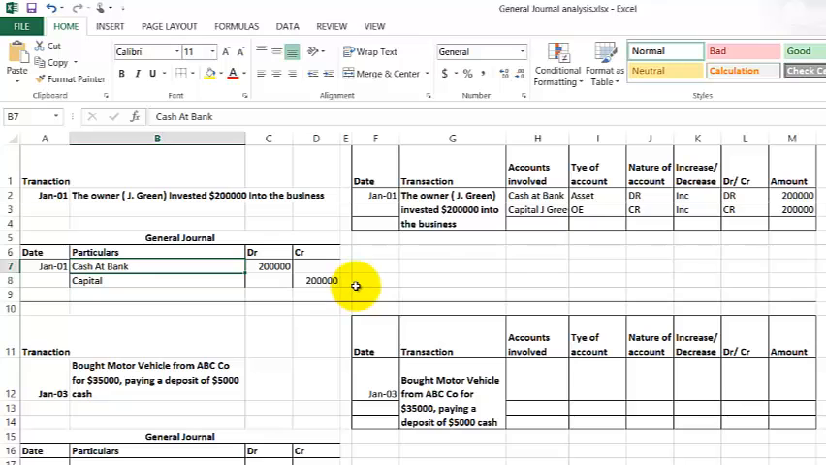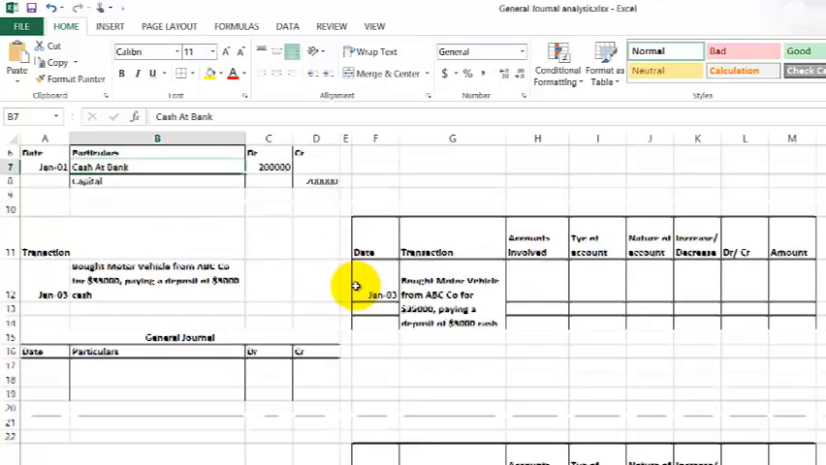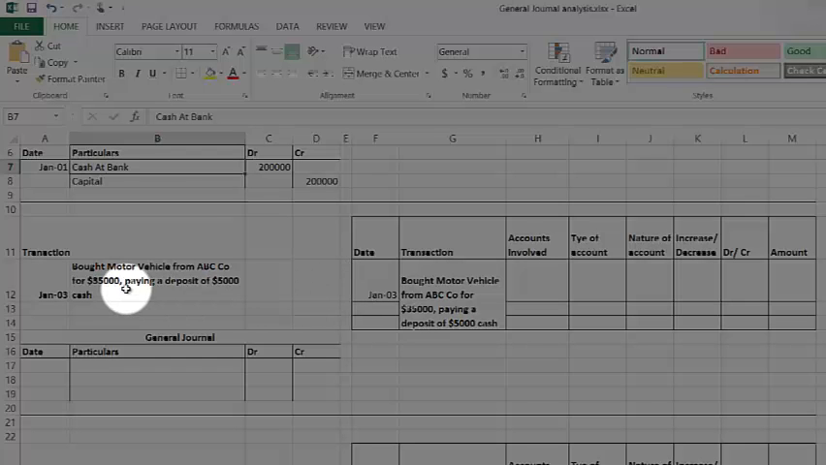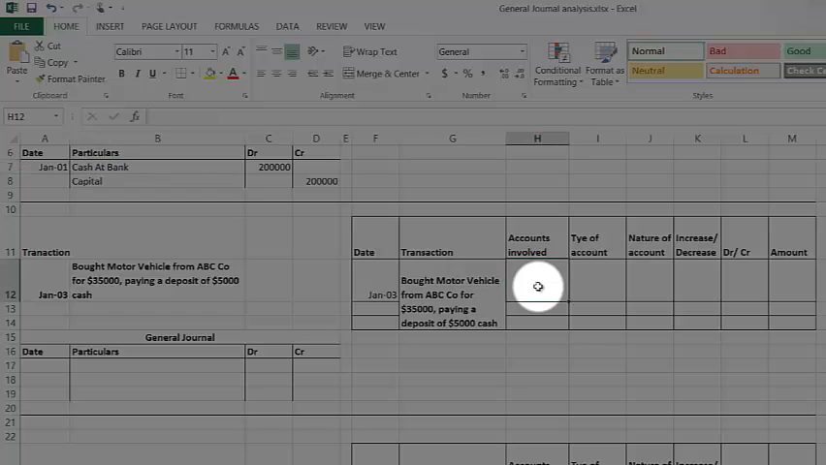All right. Let me try with the second example. This is just going on in the textbook. We bought a motor vehicle from ABC Co. Okay, for $35,000, but we paid a deposit of $5,000, so it makes it fairly complicated. All right. So let's just think about it. We've got an asset of 35,000. Okay, motor vehicle. Let's put that in here first up.